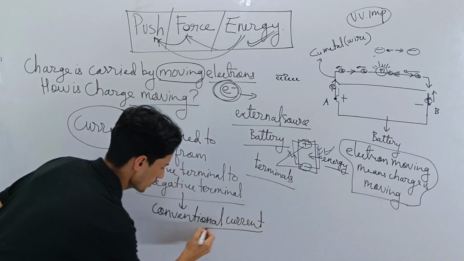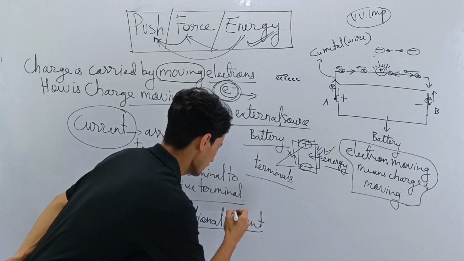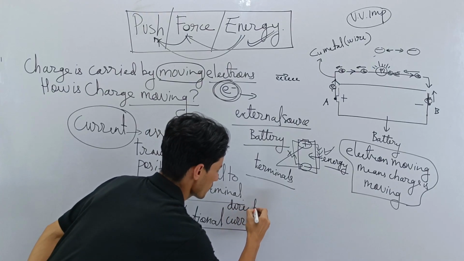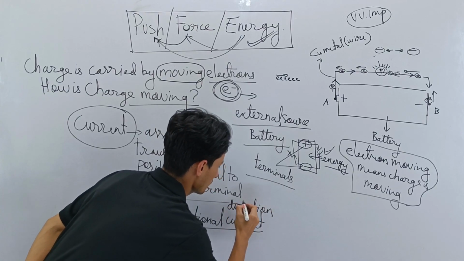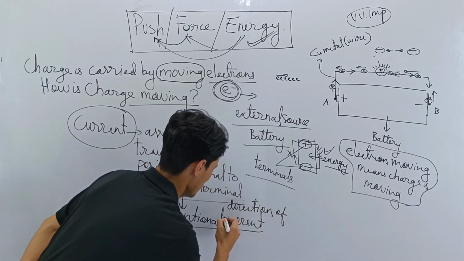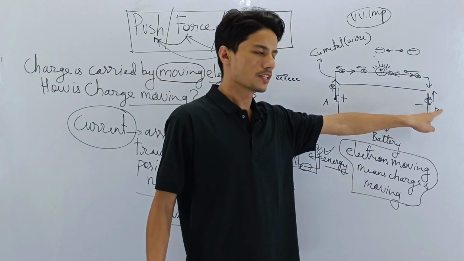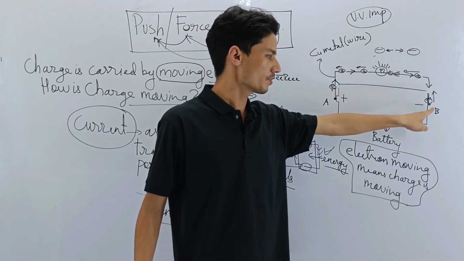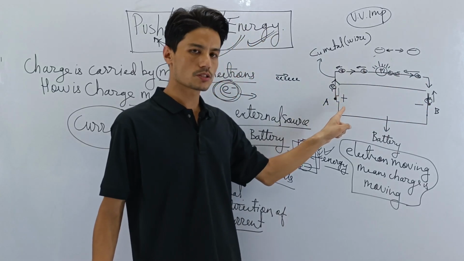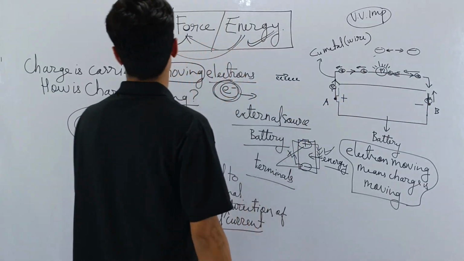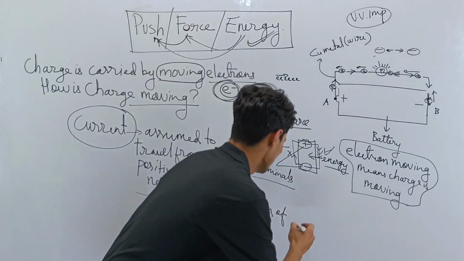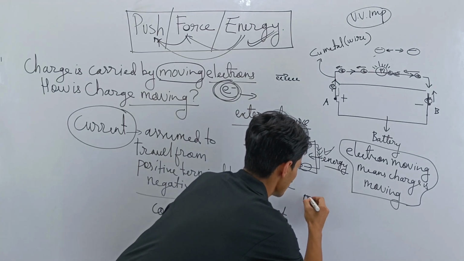This is called the conventional current, or the conventional direction of current. Write down the conventional direction of current. Whereas this one, the actual flow of electrons, which travel from the negative to the positive terminal, is called the electronic current.